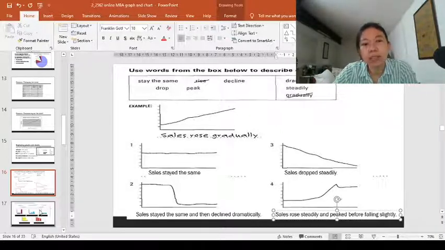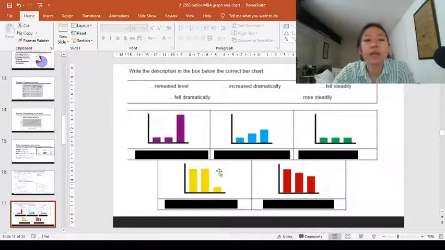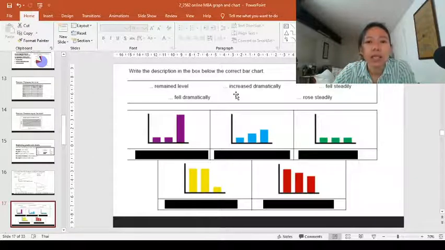Now, let's do a similar exercise with the bar chart, okay? We have the bar chart here with all the verbs and adverbs. First, we have remain level, similar in meaning to stay the same. And then we have increase dramatically. Increase is the upward trend. And then we have fell, a downward trend. Also we have fell steadily and fell dramatically, which means fell suddenly, really rapidly and very fast, in a noticeable way. And then we have rose, which means upward trend, rose steadily.